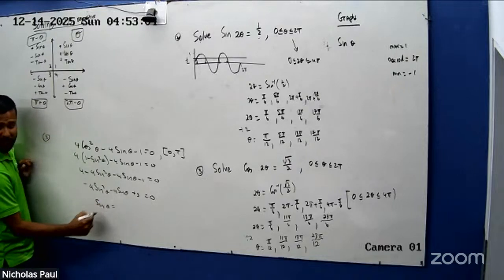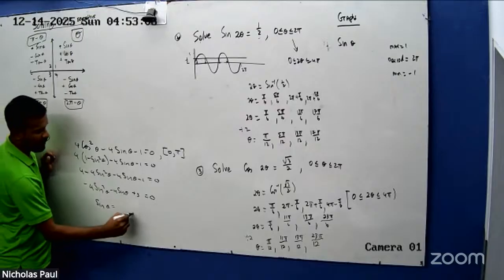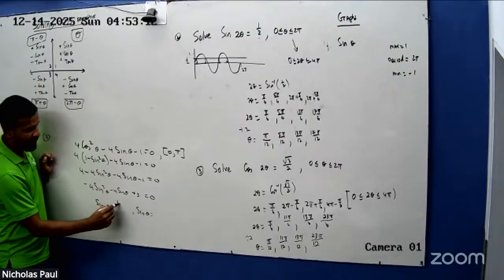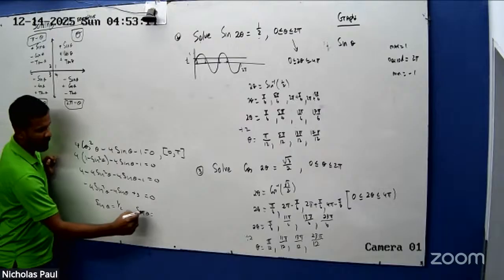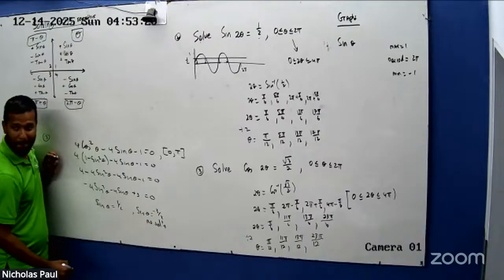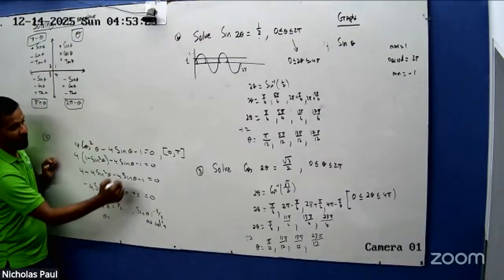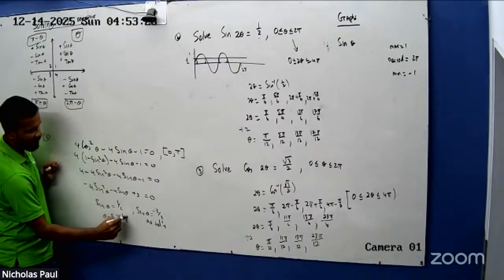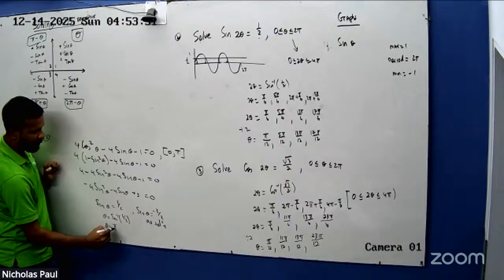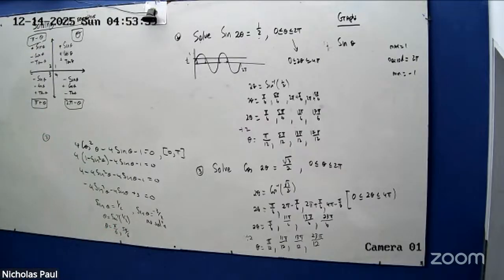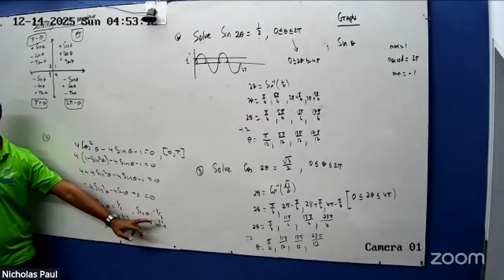What did you all get here? A half. And the next value is minus 3 on 2, right? This has no solution. And this one here, between 0 and pi, will be sine inverse a half. Same two answers. And here was minus 3 on 2, right? So no solution, right?